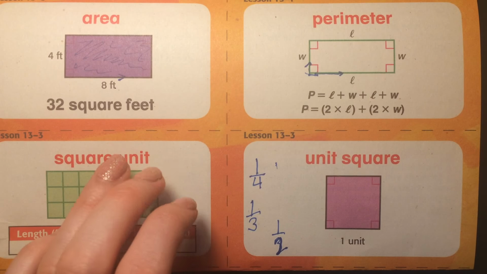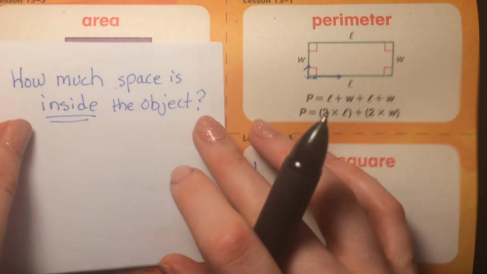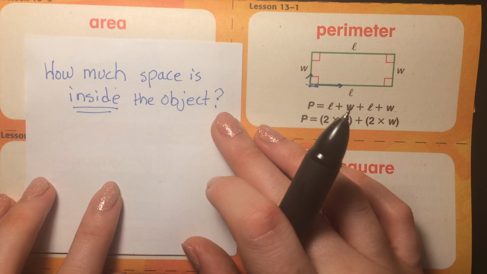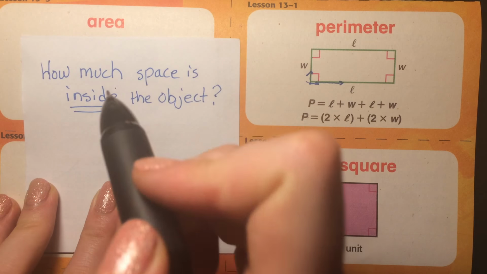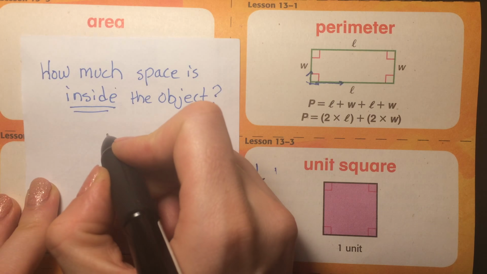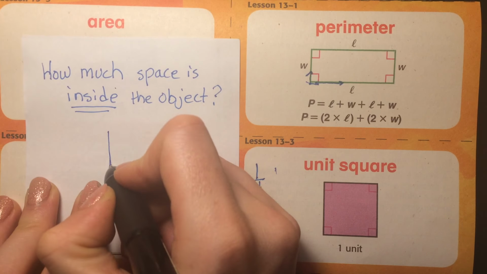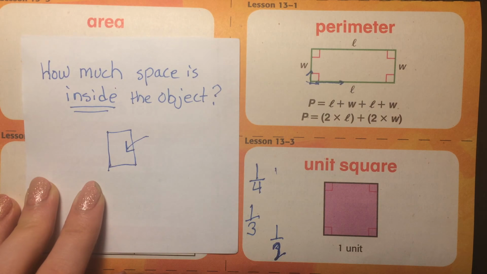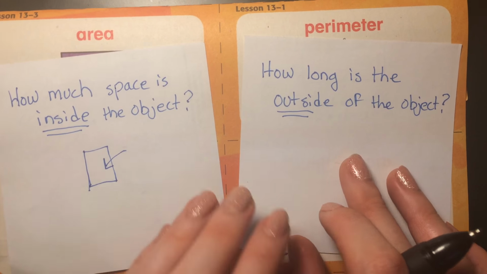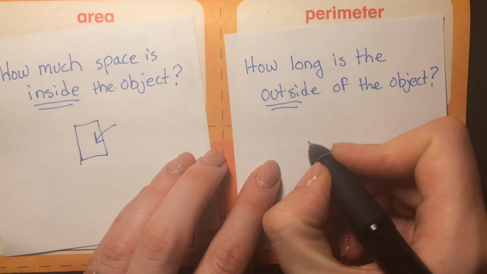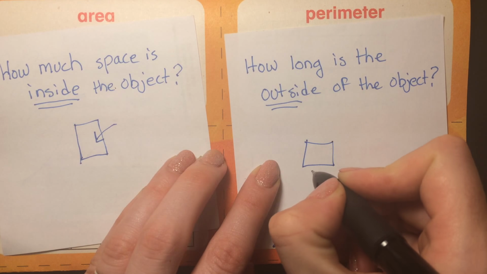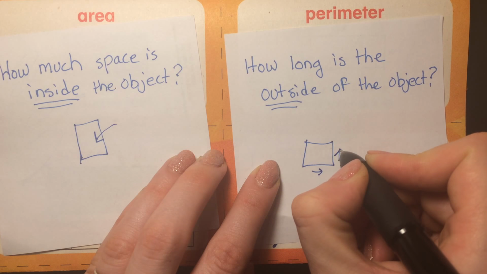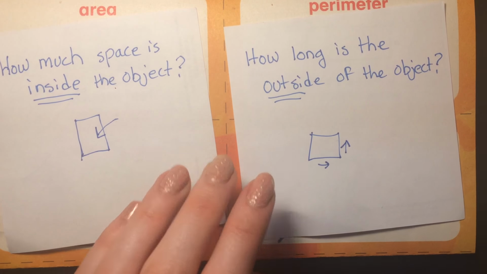Then we have area. Area asks the question, how much space is inside the object? So we're concerned with not the outside, but the inside. Whereas here, perimeter, we're concerned about the length of the outside of an object, walking around the object.